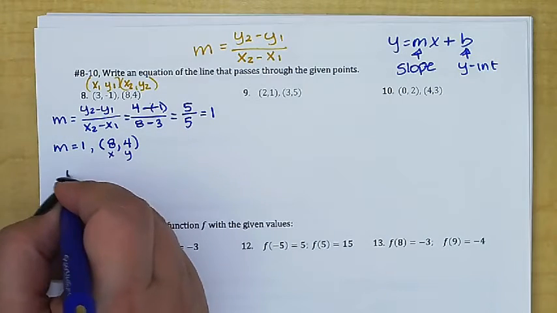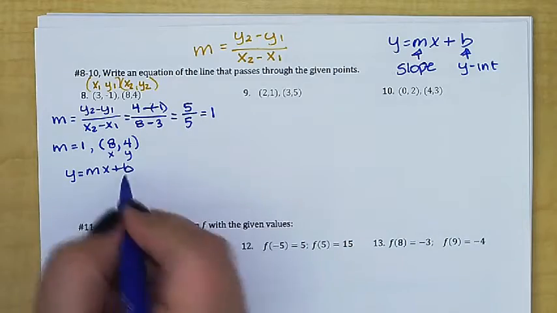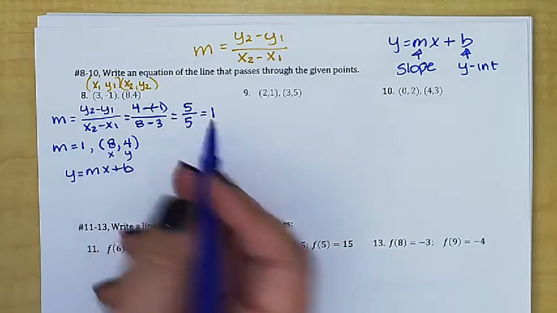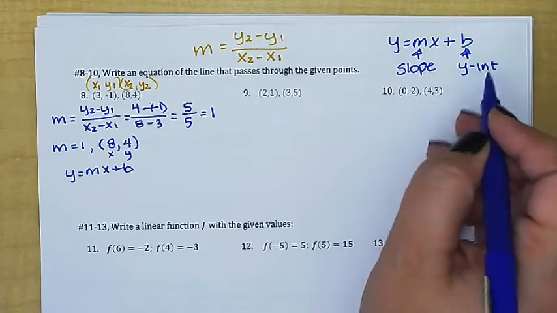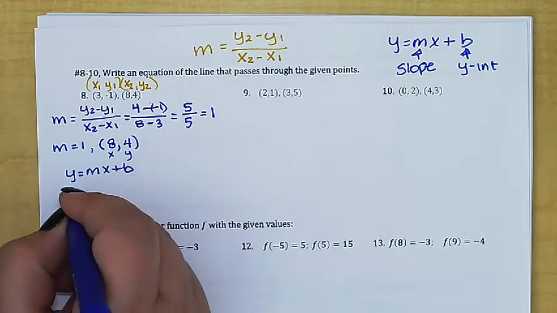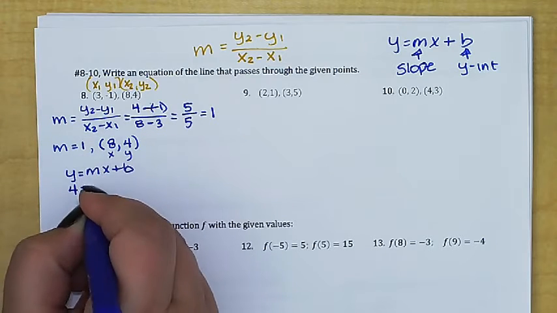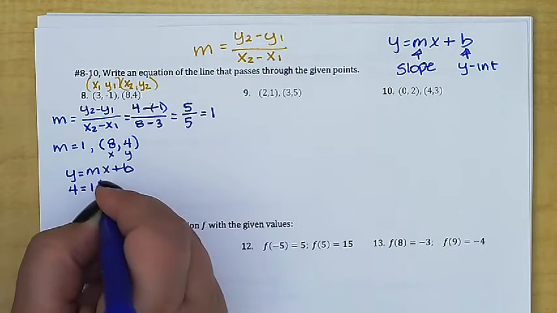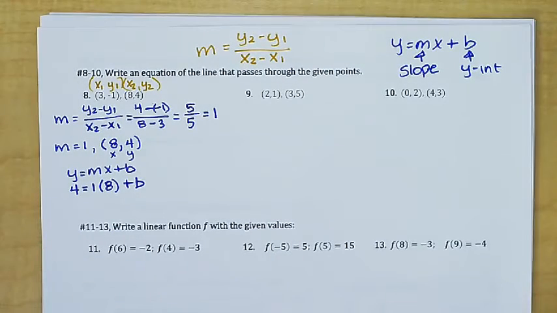We have our m, and now we can drop those into slope-intercept form to solve for b, which is the second ingredient that I need. I needed slope and I already found it. Now I need y-intercept. So let's plug in what we know. In this case, when I borrow this ordered pair, y would be 4, my slope is 1, and x would be 8, and I'm looking for b. Again, you could have used the other point, it would be equally accurate.